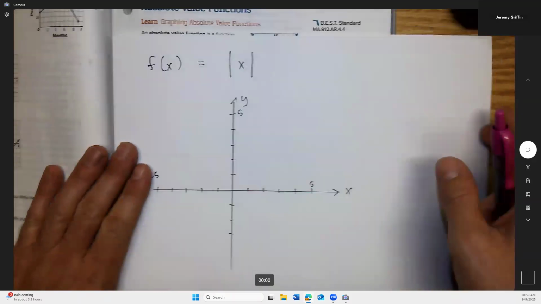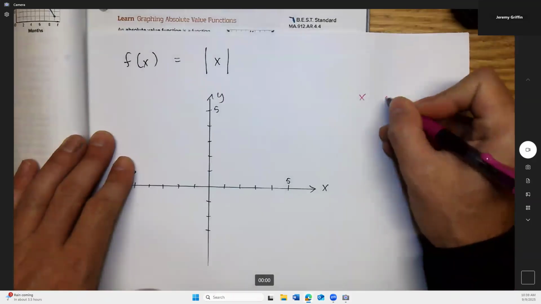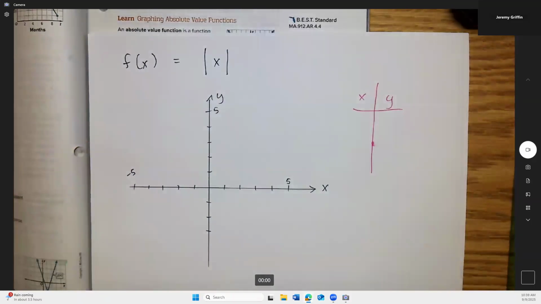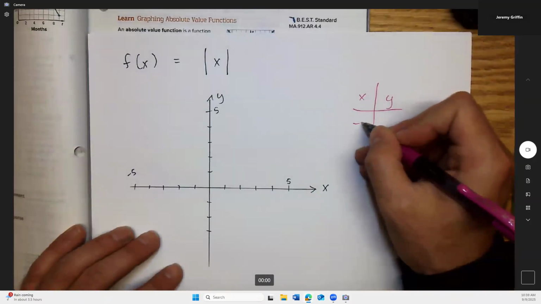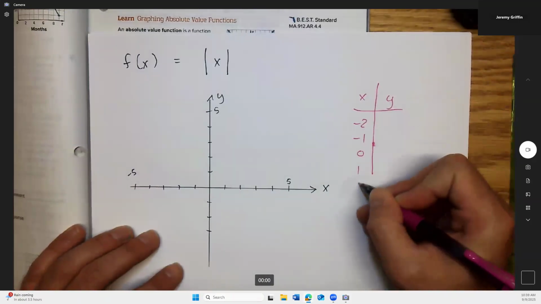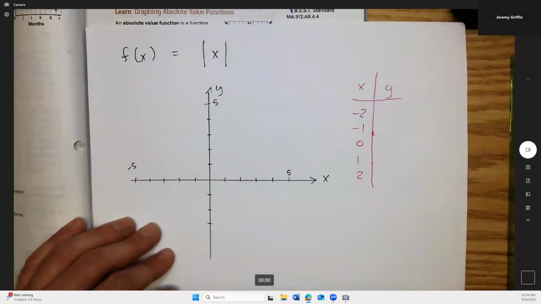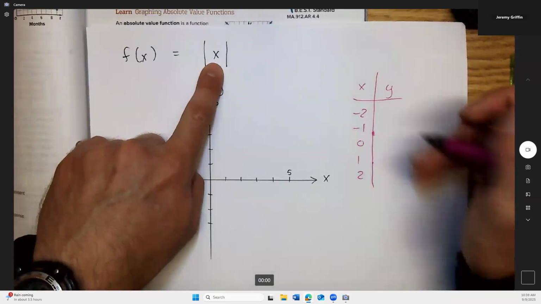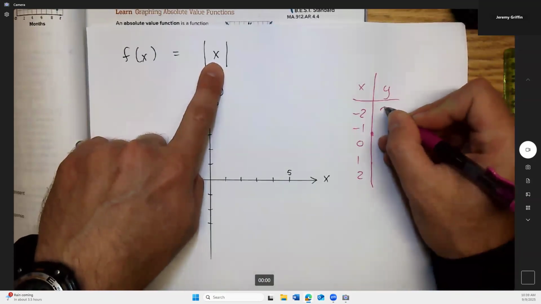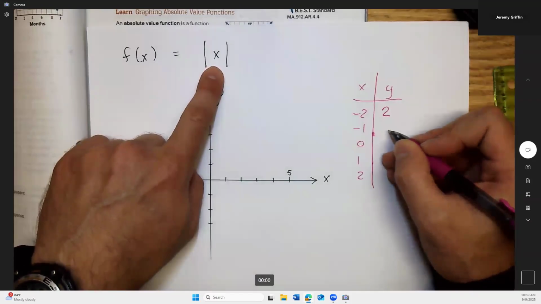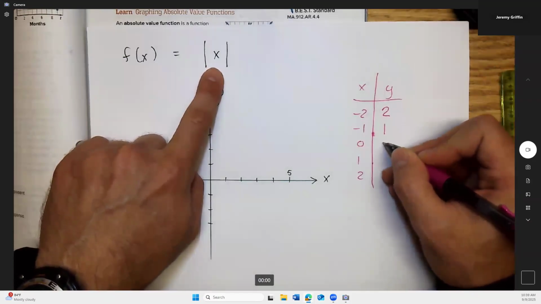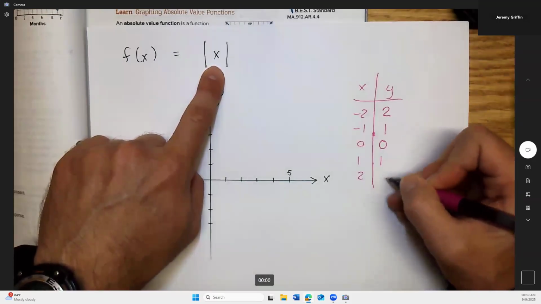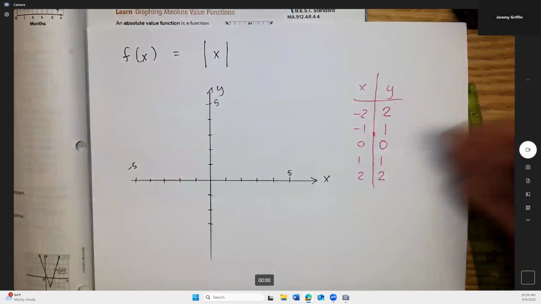So if you ever don't know what a graph looks like, you can make an XY table and come up with a bunch of points, plot the points, and then maybe the graph emerges. Let's try -2, -1, 0, 1, 2. If you plug in -2 for x, what's the absolute value of -2? Yeah, 2. What's the absolute value of -1? 1. Absolute value of 0? 0. What if you plug in 1? 1. What if you plug in 2? 2. Right, so these would be 5 points.